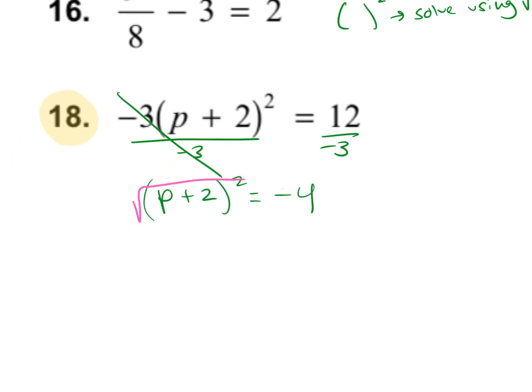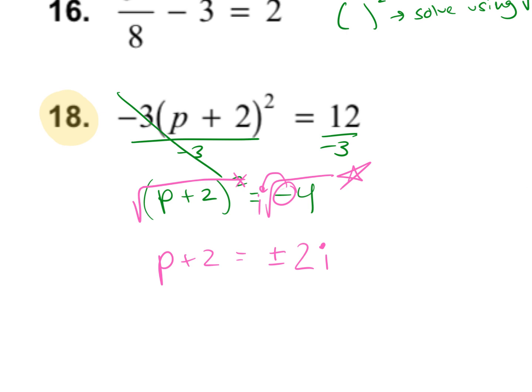Square root both sides. So square rooting cancels out with the squared. So p plus 2 is equal to, what is the square root of negative 4? Plus or minus. Don't forget, anytime we take the square root of both sides, you need plus or minus, and then the negative turns into an i, and square root of 4 is 2, so plus or minus 2i.